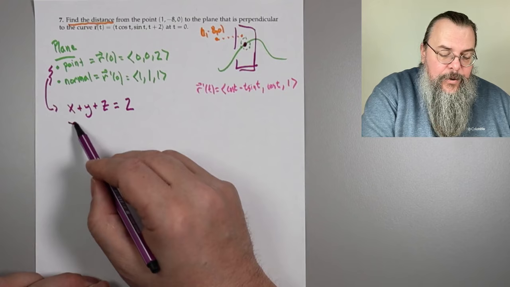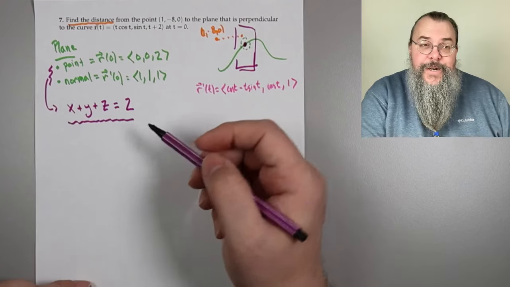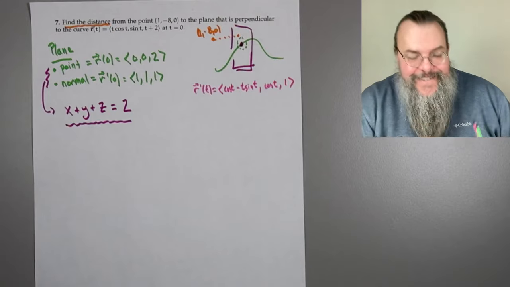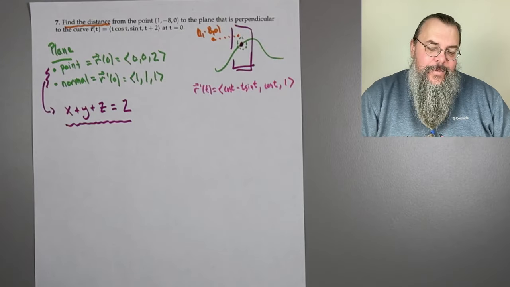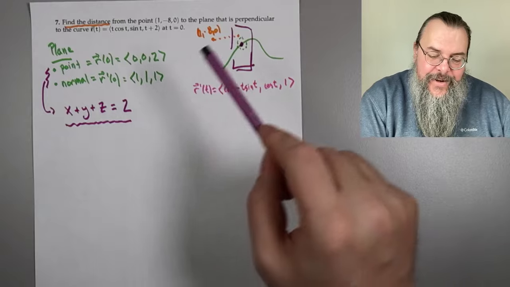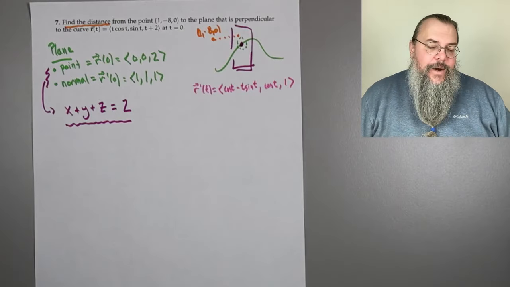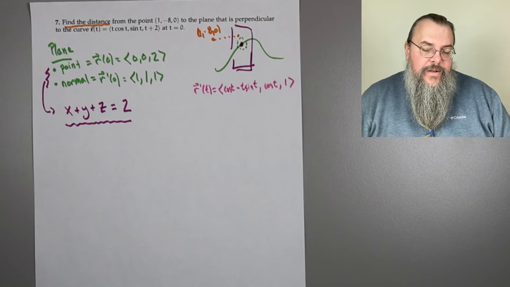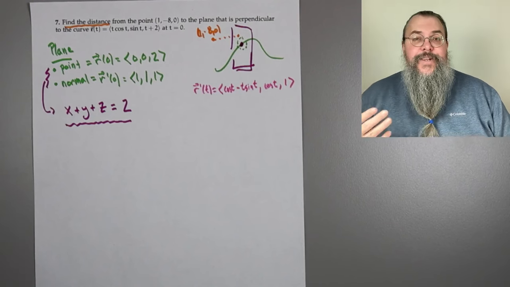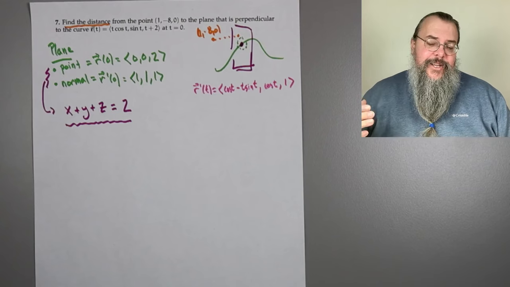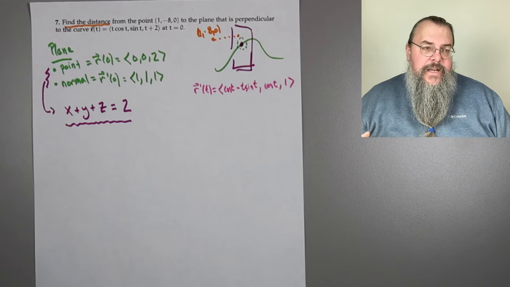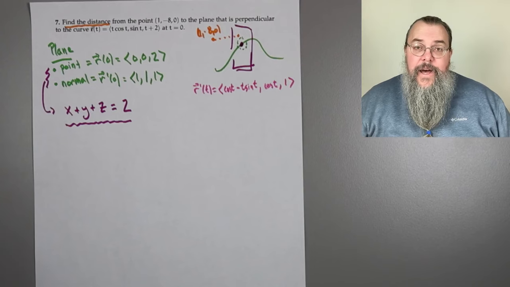Okay, now we're probably feeling pretty good about ourselves, like we found the plane, woohoo! But we're not done, right? Because we're not after the plane, we're after a distance. So how do we find a distance from a point to the plane? There's a couple of ways to do it, and I tend to think very geometrically. You can use things like projection, but I like to think in terms of lines.